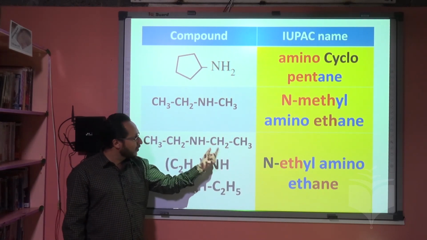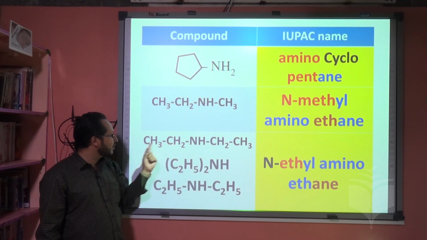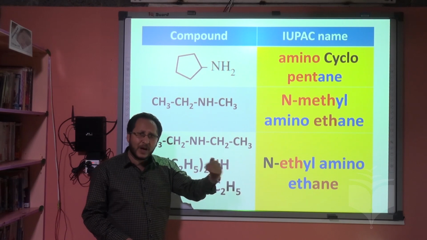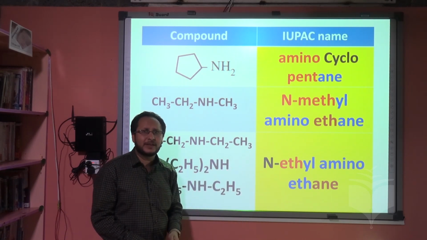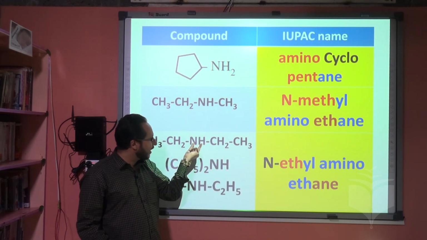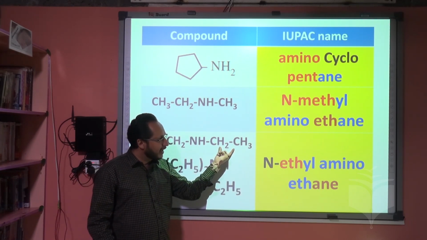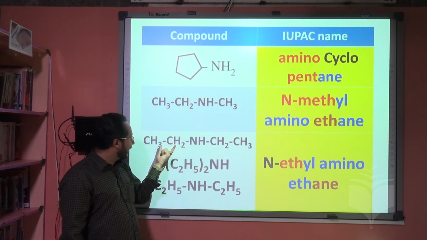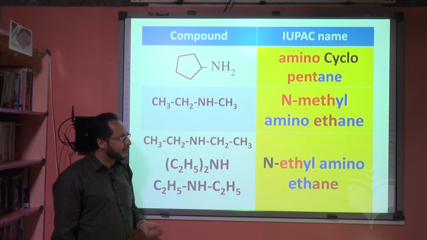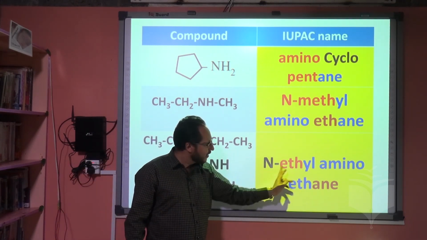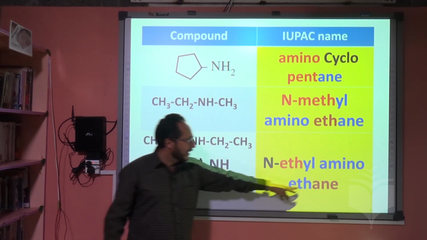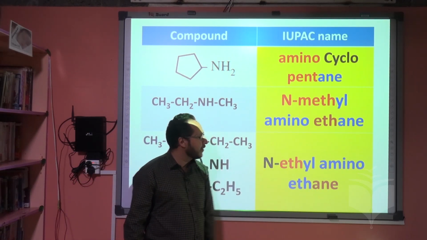They are the same. Look, CH2, CH3, CH2, CH3. If they are the same, on one of them you add YL, and on the other you add ANE. So here we have N-ethyl, meaning at the nitrogen atom we have an ethyl group, and the longest chain is the same because they have the same number of carbon atoms. So one of them I add YL, so it is N-ethyl amino ethane, and the longest chain is ethane because they have the same carbon atoms.